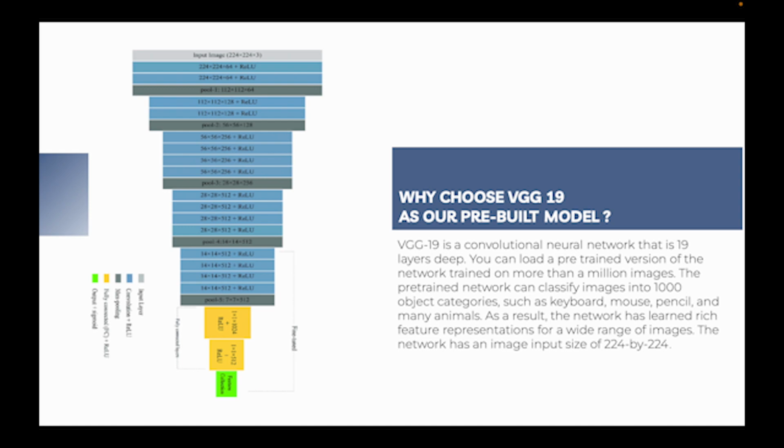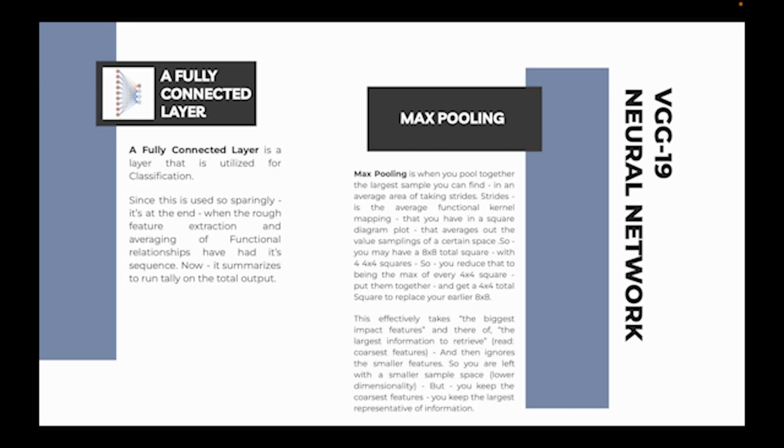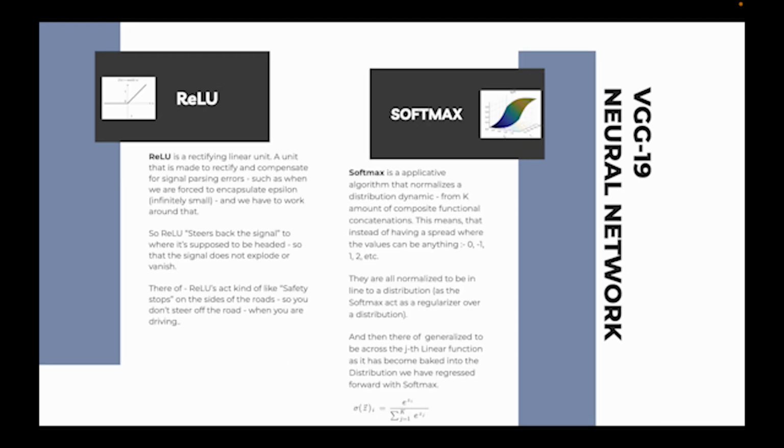VGG19 is a fully connected network with 19 different convolution layers with ReLU as its activation function in its hidden layers, and softmax as its activation function in the output layer. It utilizes the architectural style of zero center normalization on images, convolution, ReLU, max pooling, etc.